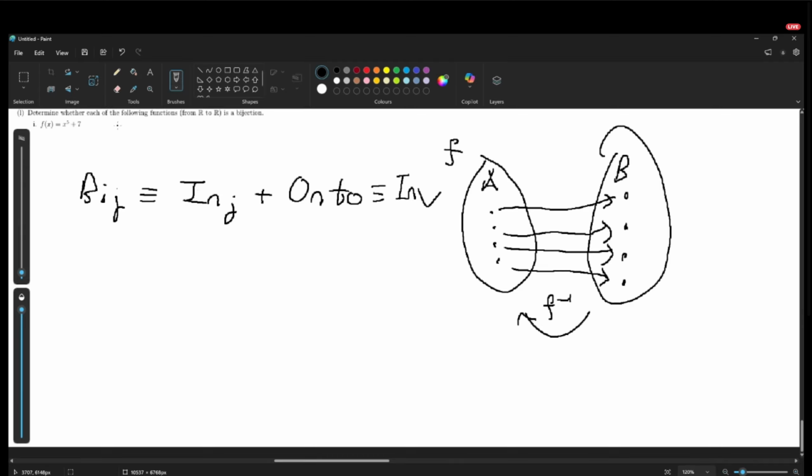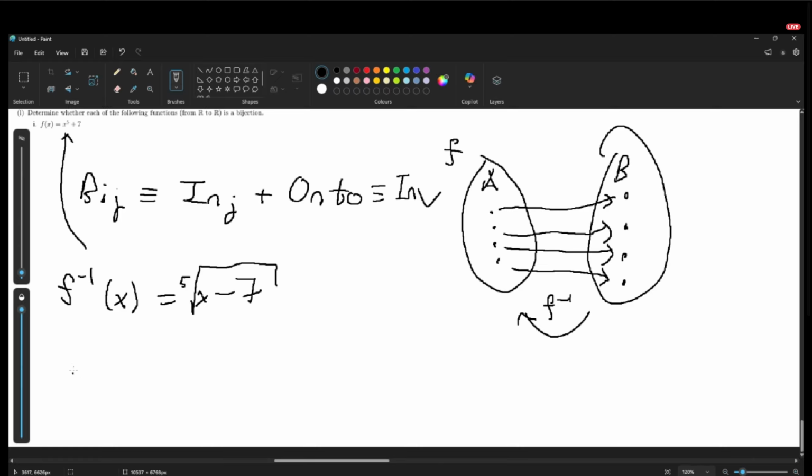Now, to determine whether something's a bijection, you can either show that it has an inverse. So you can provide an inverse, which in this case would be x minus 7, to the fifth root of that. So that's the inverse for this function right here. Or you can show that it's injective and surjective.